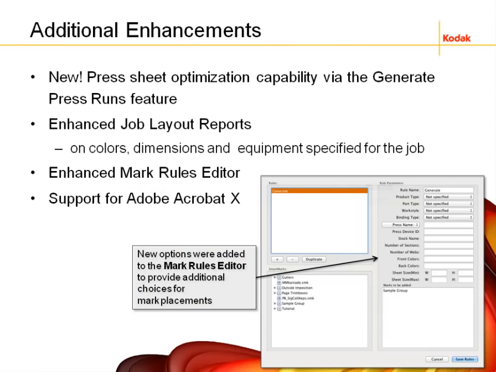Some additional enhancements. We have gained from the technologies that we put into the Prinergy 6 operations, and that is to take advantage of some of the new sheet capabilities. So we have a press sheet optimization capability now through the Generate Press run. We have an enhanced job report, which I'll show you, which shows colors, dimensions, and equipment specifications.